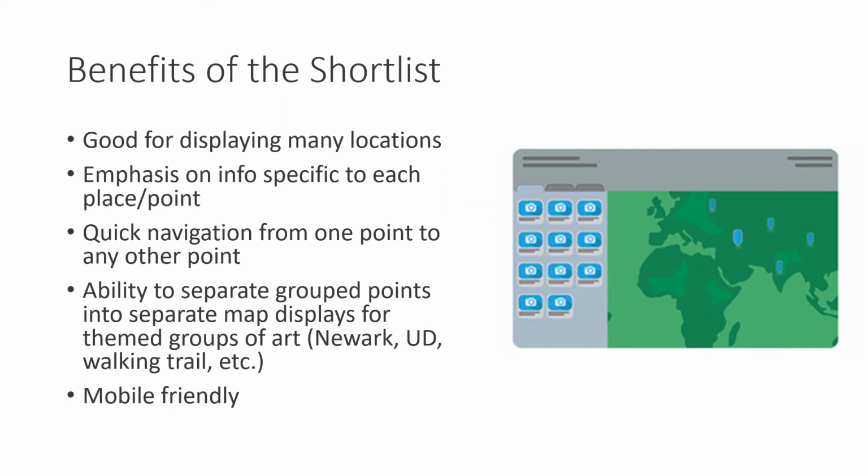Several aspects of the Shortlist format made it particularly apt for the public art story map. The format is particularly suitable for geospatial datasets with many unique point locations, which applies to the numerous artworks we feature in our map. Additionally, it emphasizes information specific to each point, whereas some of the formats focus on a more broad narrative than individual locations. It also allows for quick navigation from one location to any other location without limiting people to a preset progression through a sequence of points.